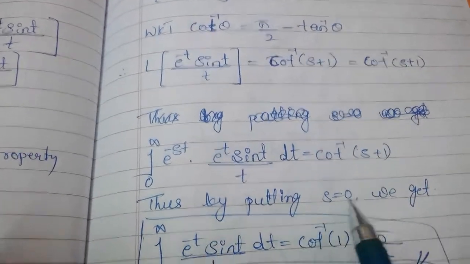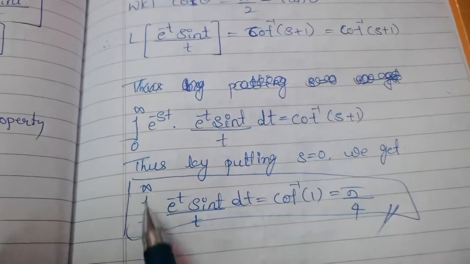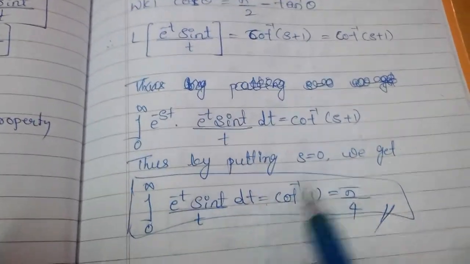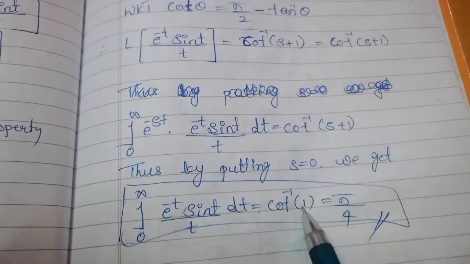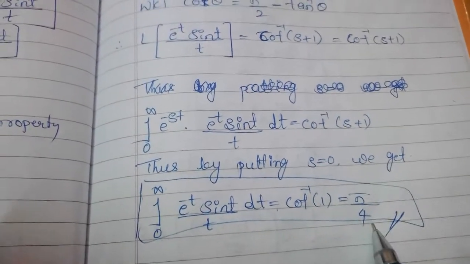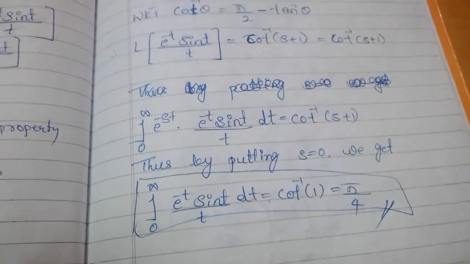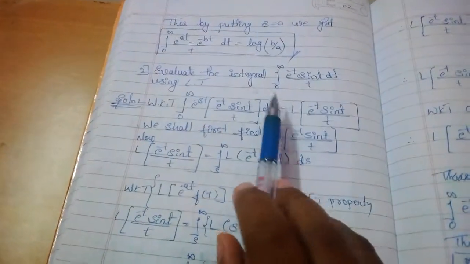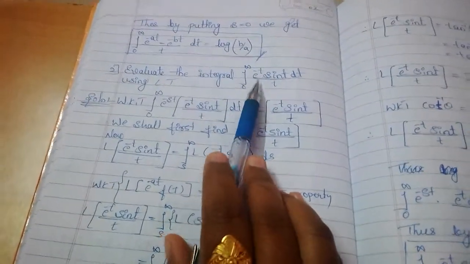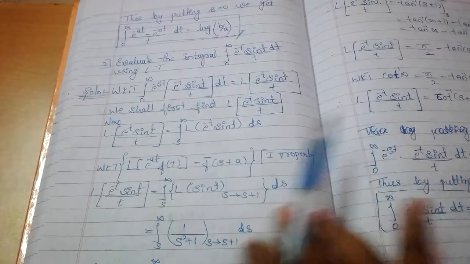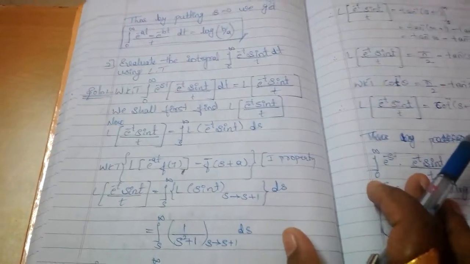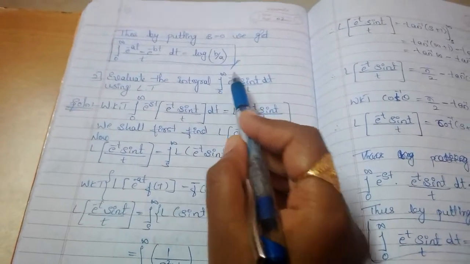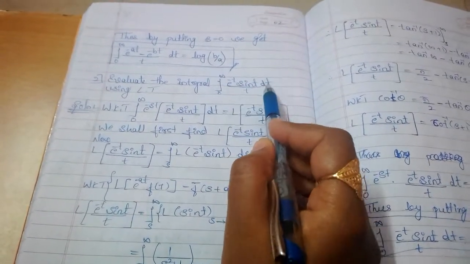By putting s is equal to 0, we get integration from 0 to infinity e raised to minus t sin t divided by t into dt is equal to cot inverse of 1. Cot inverse of 1 value is pi by 4. This is the required result for the given integral. For this example we have two methods. This is according to your textbook method, but see here, integration from 0 to infinity e raised to minus t sin t dt divided by t.